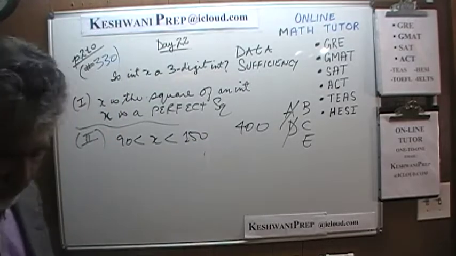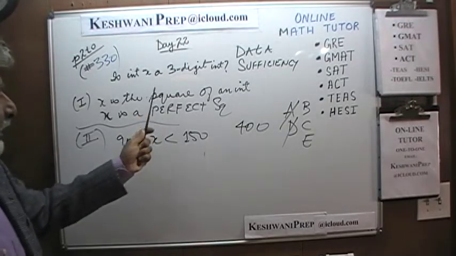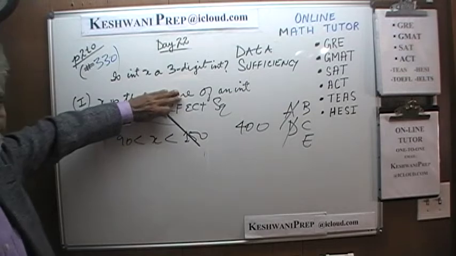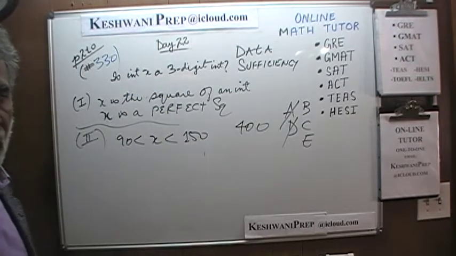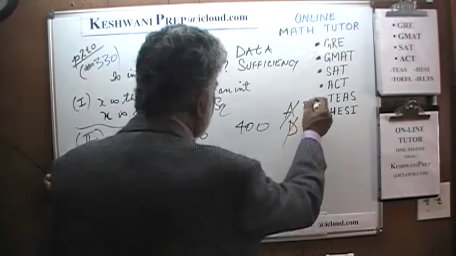Again, simply knowing that it is between 90 and 150, x is between 90 and 150, just looking at the second statement by itself, we cannot tell whether it's a three-digit integer or not, because it could be anything between 91 and 149. The second statement does not do the job.